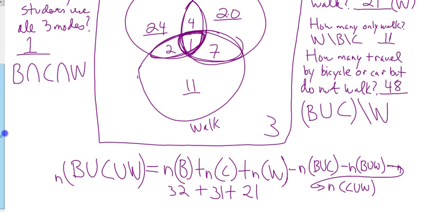So bicycle or car was how many? 5, right? So we're going to subtract 5. Bicycle or walk is 8. And walk or car is 3. Okay, so what have we got now? 32, 63, 64, 84. Minus 5 is 79, 71, 68. Oh, we're supposed to have 72.